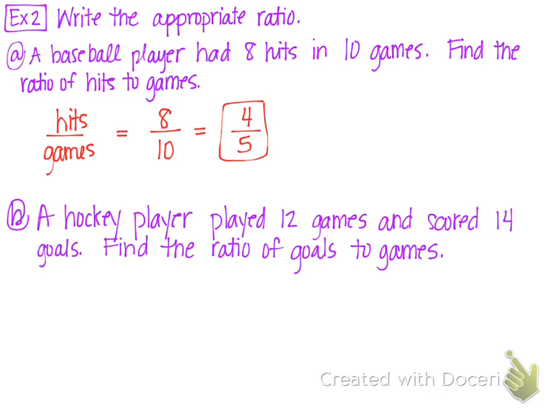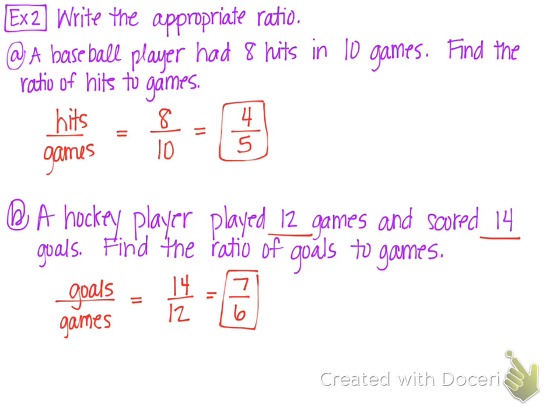B says a hockey player played 12 games and scored 14 goals. Find the ratio of goals to games. So we want goals in the top, and then games in the bottom. We got to be careful here. It's written backwards in the problem. Your goals is listed second, and your games is listed first. So don't let that trip you up. We have 14 over 12, and both of these are divisible by 2, and you get 7 over 6. So that is our ratio of goals to games.